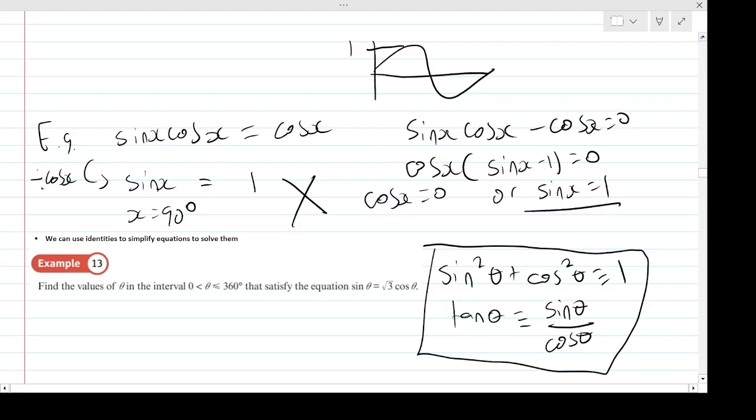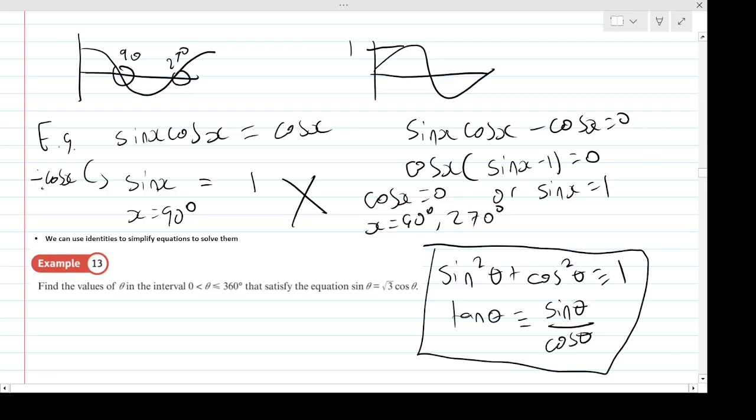That sin x equals 1 matches this, so we get that equation and that solution. But we missed out the fact that cos x could equal 0 as well, so we'd need to solve that too. If cos x equals 0, this is the cos graph, at 0 it would be there and there. That would be 90 and 270. So we'd get 90 but also 270. We missed out the solution 270 from here.